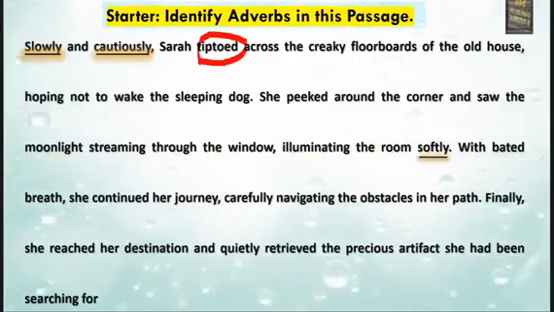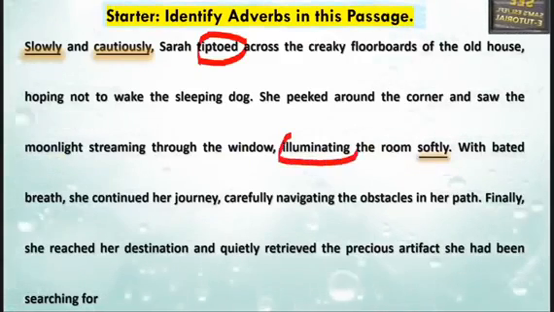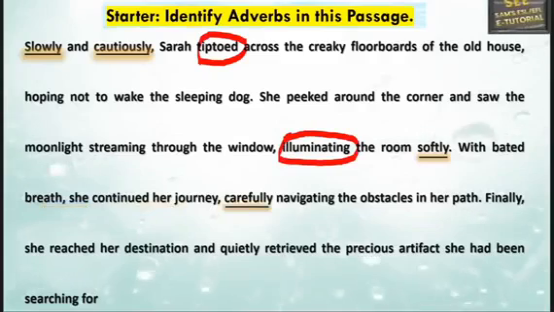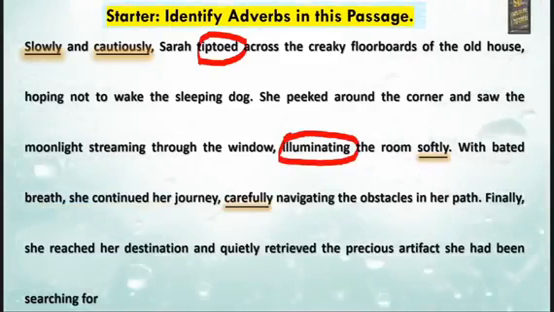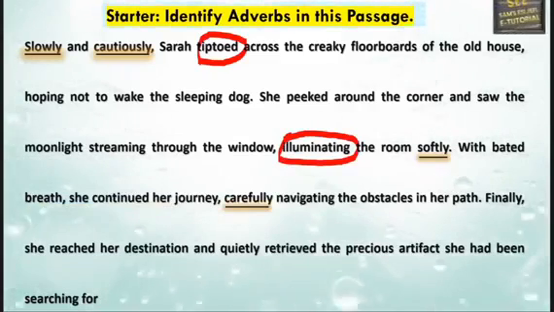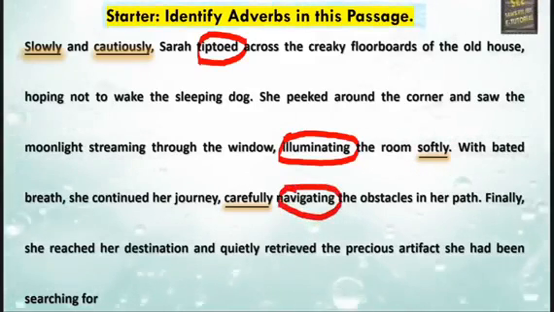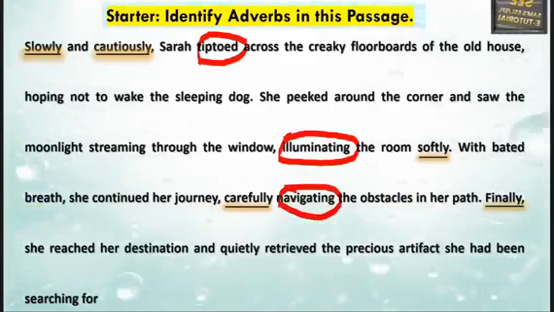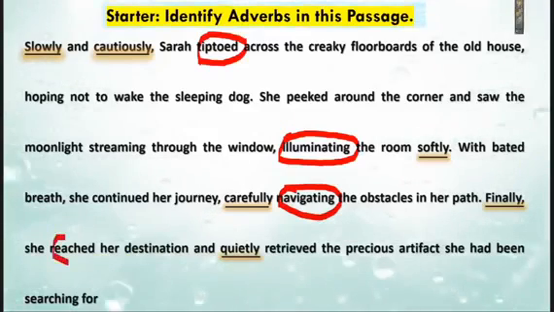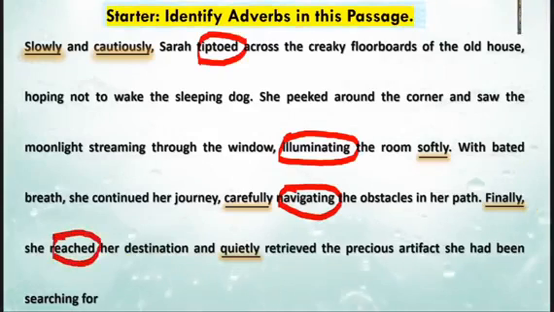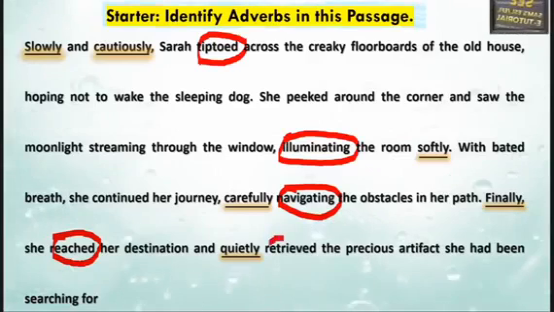The next adverb is softly. This adverb actually modifies or re-explains the verb illuminating. We have the next adverb, carefully. Carefully here is an adverb that actually modifies the verb navigating. Here is another adverb in the passage. It actually modifies the verb reached. And then finally, the adverb quietly modifies the verb retrieved.